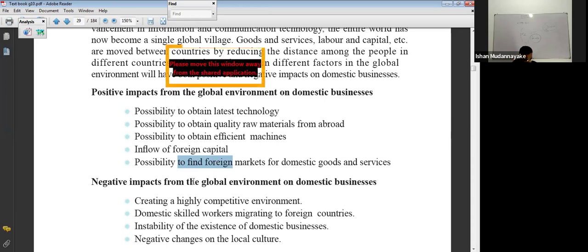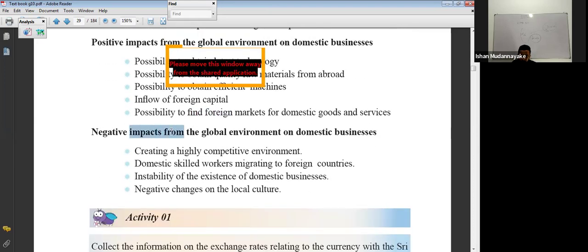Then what are the negative impacts of the global environment? What are the negative impacts? Rehan, first one, Rehan.